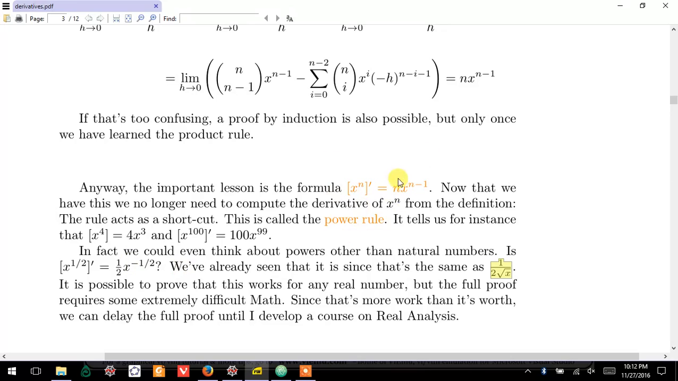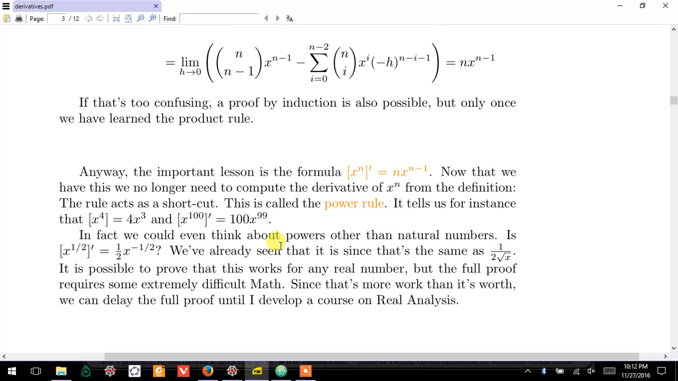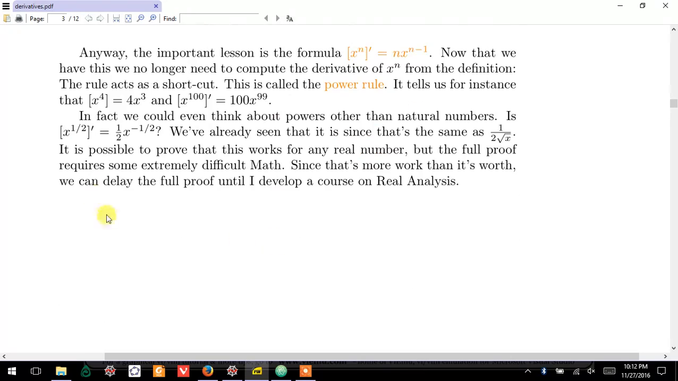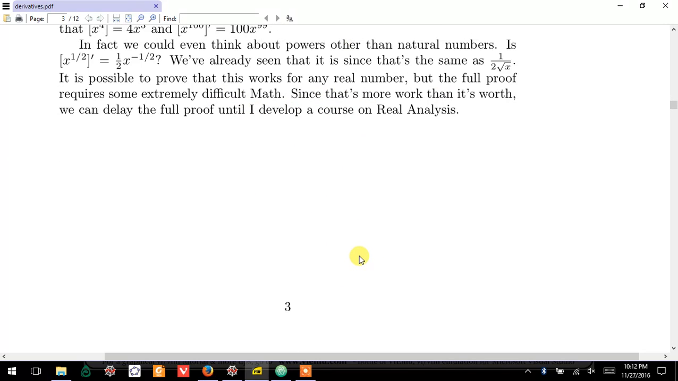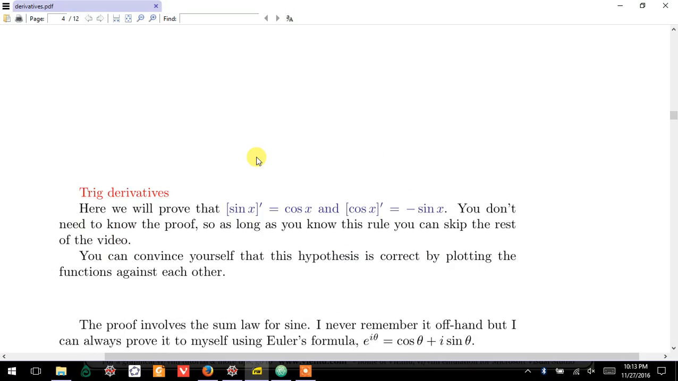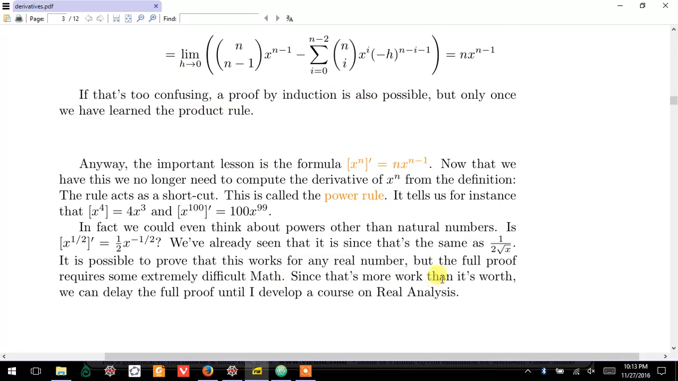So in fact, the power rule works for things other than just the natural numbers, the whole numbers. It even works for fractions. In fact, it even works for all real numbers. Even if you had x to the pi, the derivative would be pi x to the pi minus 1. But the proof of that is extremely difficult. So since that is probably much more appropriate in a real analysis class, I won't discuss it here. But do know that you can use it in the exercises.